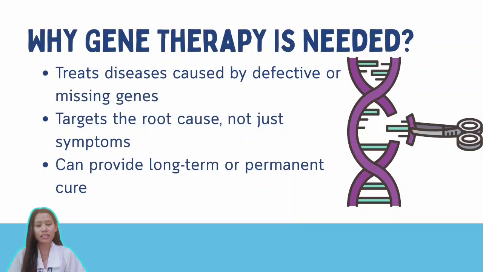Gene therapy treats diseases caused by defective or missing genes. It targets the root cause, and it can also provide long-term or permanent cure. So gene therapy focuses on the actual cause of genetic disorder or the faulty gene. Unlike normal treatments that can only manage symptoms, gene therapy tries to correct the underlying problem. So that is how gene therapy works.